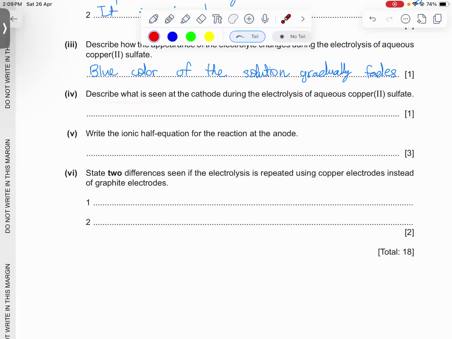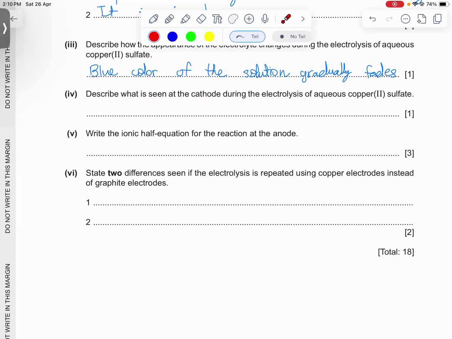Next, describe what is seen at the cathode during the electrolysis of aqueous copper 2 sulfate. What is seen at the cathode during electrolysis of copper 2 sulfate? So, at the cathode, we would observe what? We would observe the cation going and getting discharged.